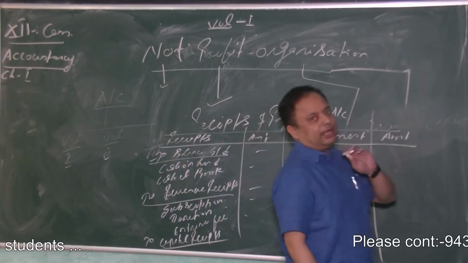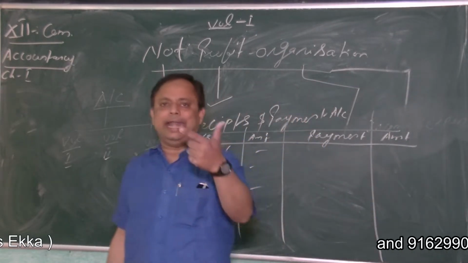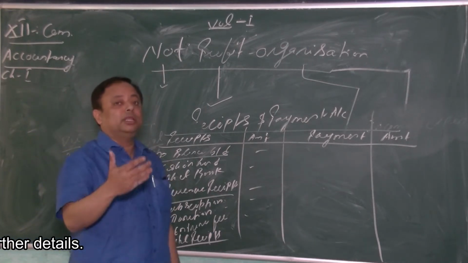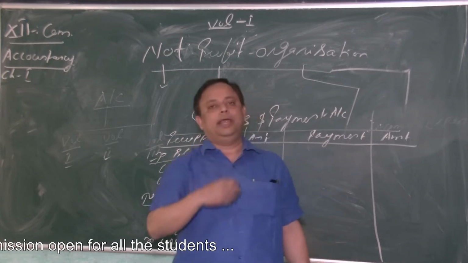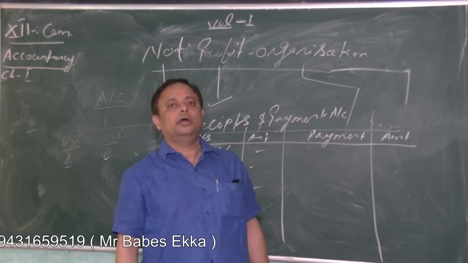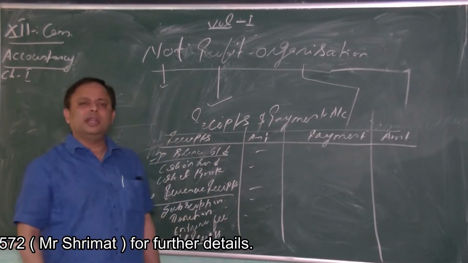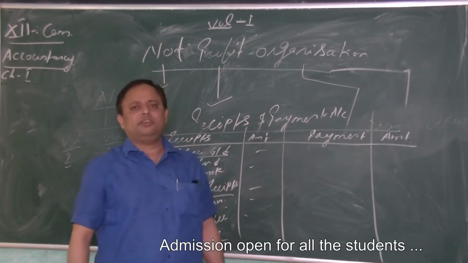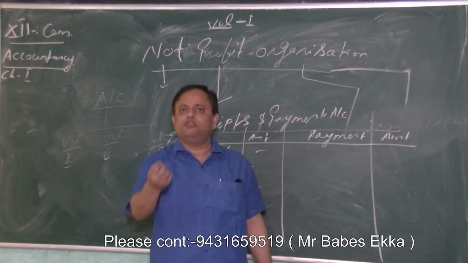After that, on the payment side, payment also has two types. The first is revenue payment and next is capital payment. Revenue payments are those payments you make during the month, during the year, again and again. For example, rent paid, salary paid, purchase of newspaper, interest paid, that is called revenue payment. And capital payment is related to purchase of fixed assets. Now what are fixed assets? Fixed assets are those assets which have physical existence. For example, land, building, machine, that is called fixed asset.